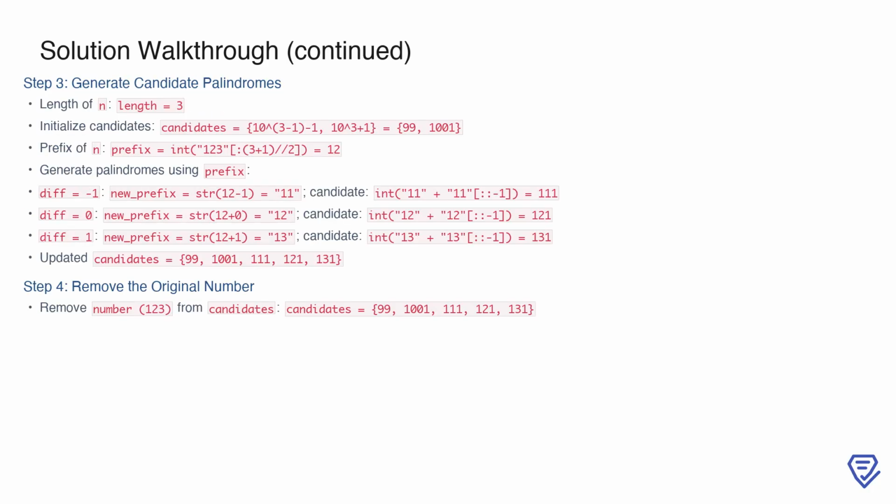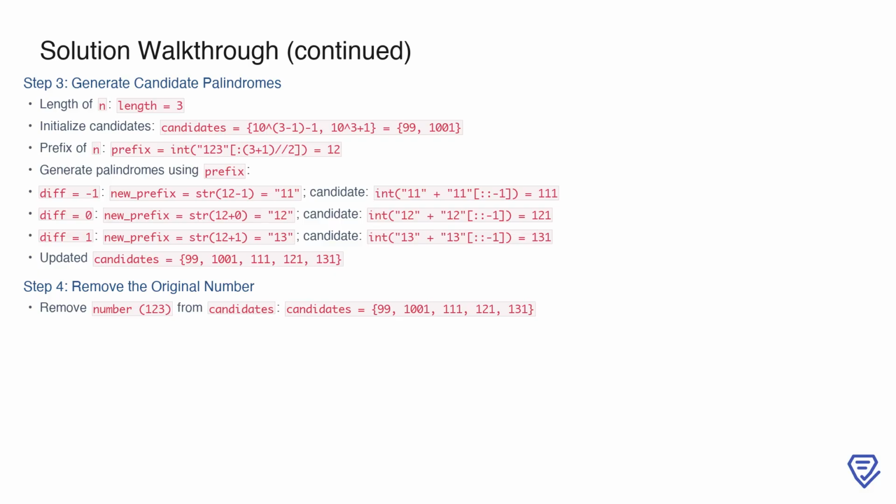Now we focus on generating candidate palindromes. The length of the input 123 is 3. We initialize our candidates with two fixed values, the largest number with one less digit, which is 99, and the smallest number with one more digit, which is 1001. These are derived using the formulas 10^(3-1) - 1 and 10^3 + 1. Next, we determine the prefix of the number by taking the first half of the string, including the middle digit, if applicable. For 123, the prefix is 12.